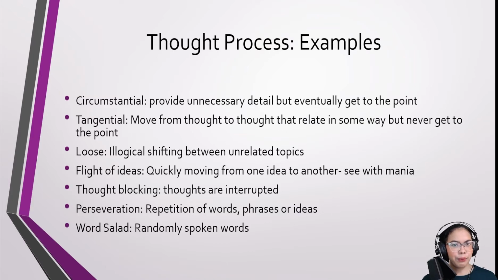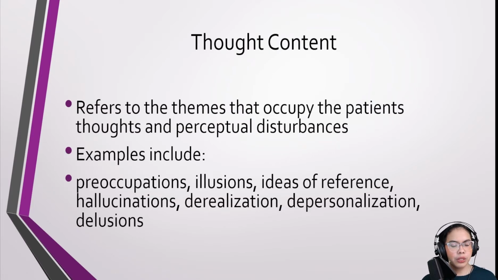After the thought process, we also need to look into the thought content. So the content of what is in the person's mind. This refers to the themes that occupy the patient's thoughts and perceptual disturbances. This includes preoccupations, illusions, ideas of reference, hallucinations, derealization, depersonalization, and delusion.